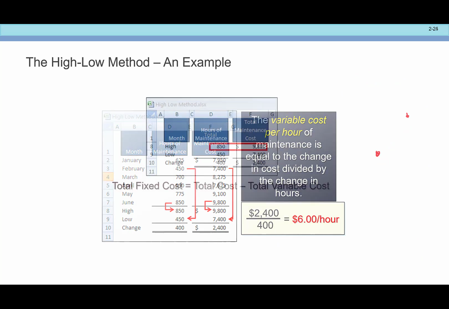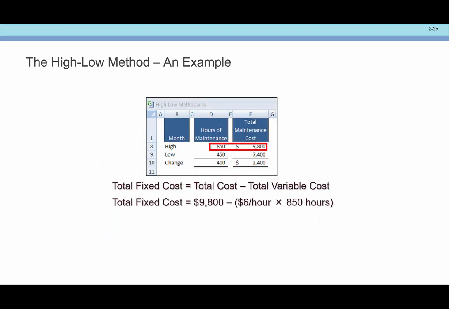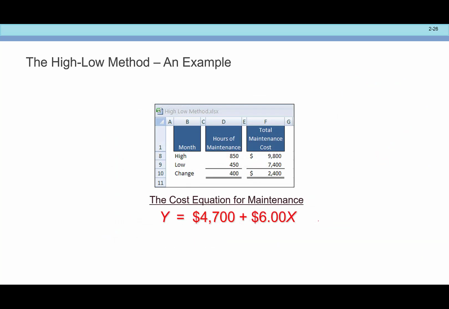Okay, good. So now that we know what our fixed cost is, we have an equation for this line. Y equals what? Total cost equals 4,700 plus variable cost per unit times the number of units, right?